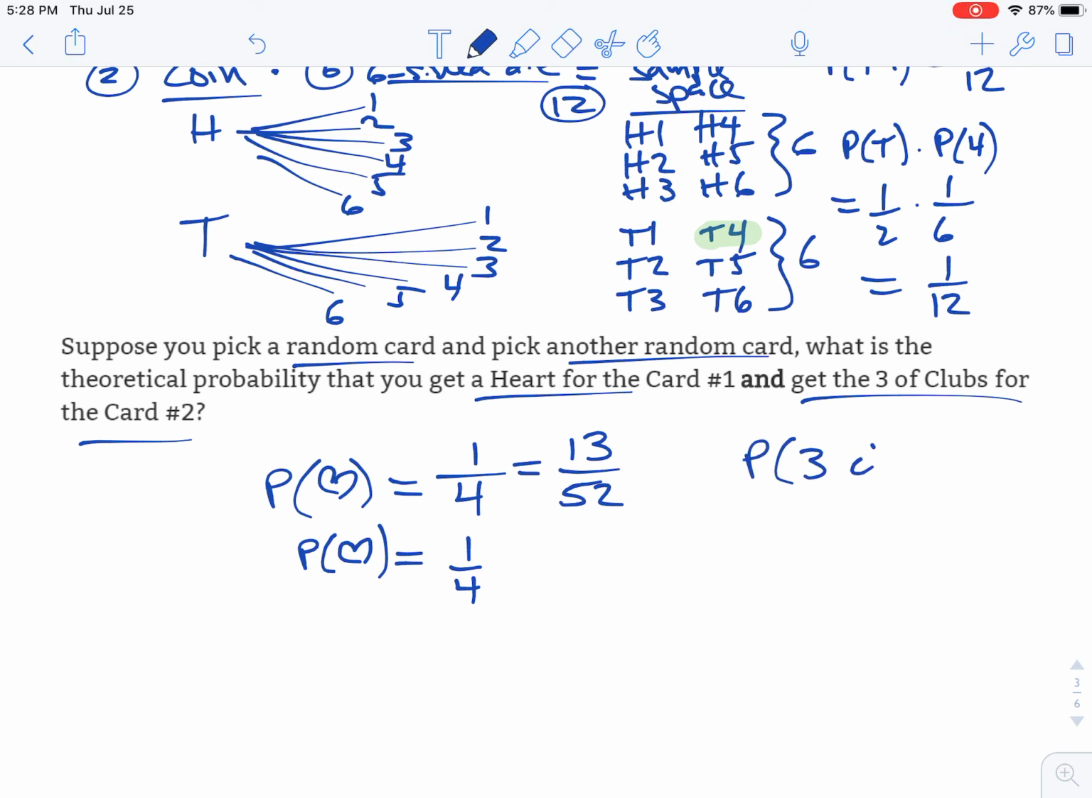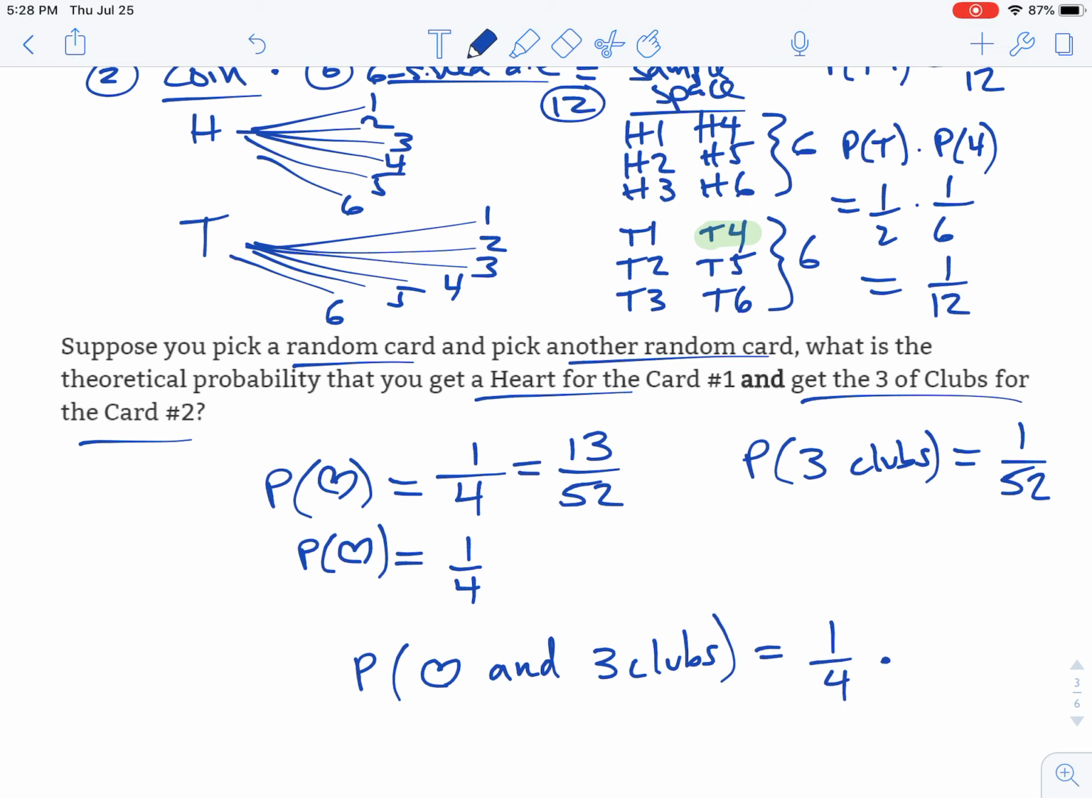Okay, well, how many 3 of clubs are there in a whole deck of 52? Only 1. There's 4 3s, but only 1 that's a 3 of clubs. So what we do here is we just call this 1 out of 52. So the probability of hearts on the first one and 3 of clubs on the second card, if you put that first card back, would be 1/4 times 1 out of 52, just multiplying each of those individual probabilities, and that gives us the probability 1 out of 208. So that would be our probability of this event happening just by multiplying those two events together.